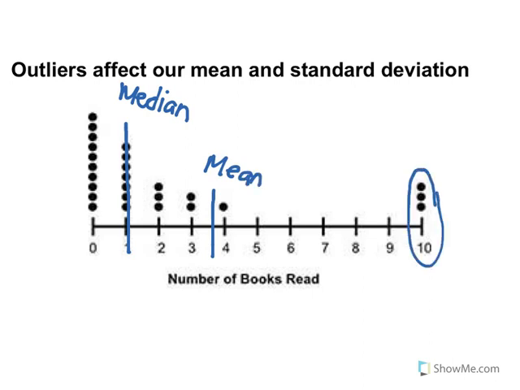Number of books read. 3 people read 10 books, where the majority of everyone read between 0 and 4 books. So what's going to happen is our median is in the middle, but our mean is going to get pulled towards those outliers. So the mean gets pulled.